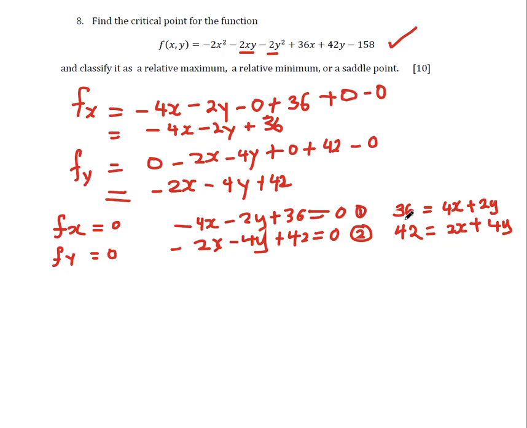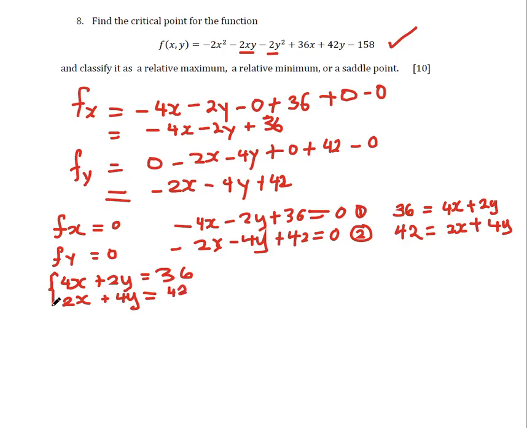Since we have two separate equations with two unknowns, we can easily solve these equations simultaneously. So I'm going to rewrite the two equations here. 4x plus 2y is equal to 36. And of course, 2x plus 4y is equal to 42. Two equations, two unknowns, so we solve these simultaneously.